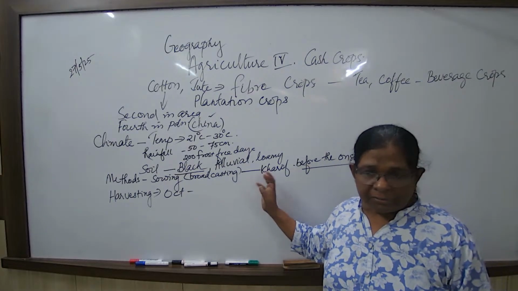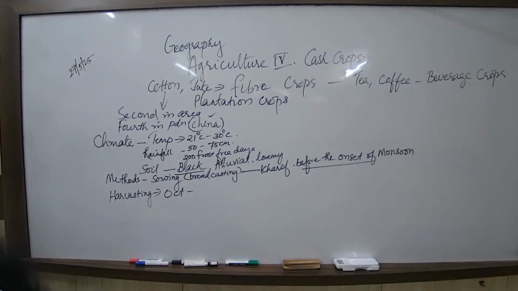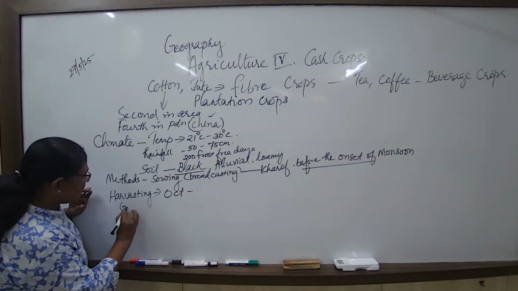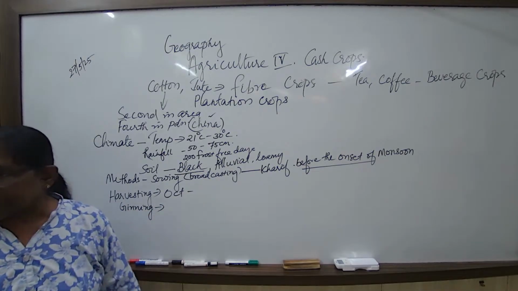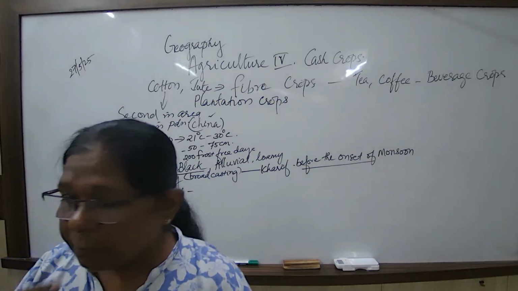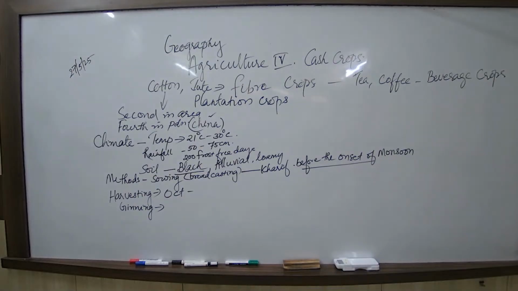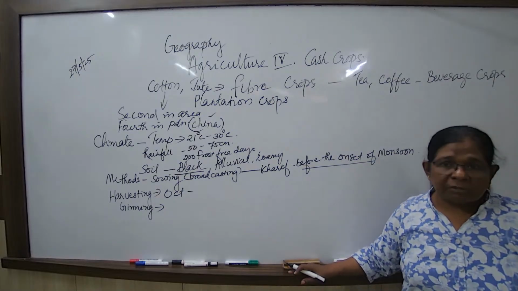Is it clear? Harvesting. Now these cotton balls are taken after harvesting. The crop passes through various stages. The first stage is ginning. You have to write and keep it, otherwise you will not understand. What is ginning? Ginning is the process of separating seeds and the cotton.